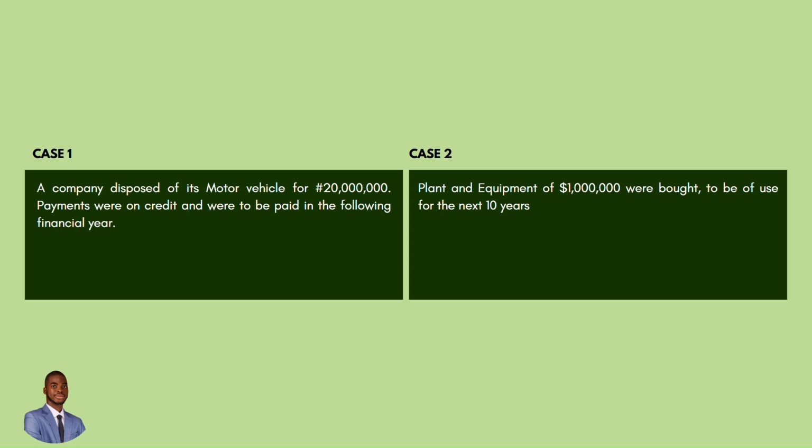That's for case one. Case two says plant and equipment of $1 million were bought to be of use for the next 10 years. On a cash basis accounting, we just record the $1 million because the cash has been dispensed. We bought the plant and equipment. We have no information if it is on credit, so we assume that it is on cash. Cash was paid instantaneously. So for cash basis accounting, in year 2026, we remove the $1 million as an expense.